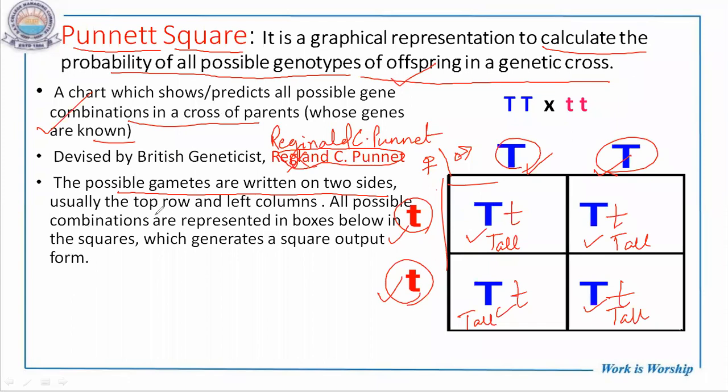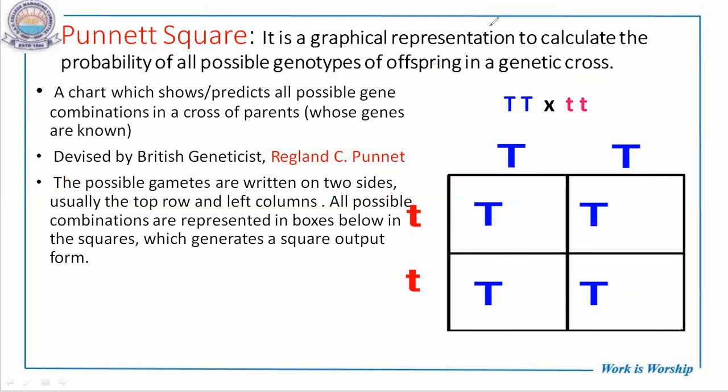Then this point also you can write, that the possible gametes are written on two sides, usually on the top row and the left column. All possible combinations are represented in boxes below in the squares, which generates a square output form representing the phenotypes as well as the genotypes. And this was discovered by Reginald C. Punnett. So as per his name, it has been named Punnett square. Am I clear to everyone?